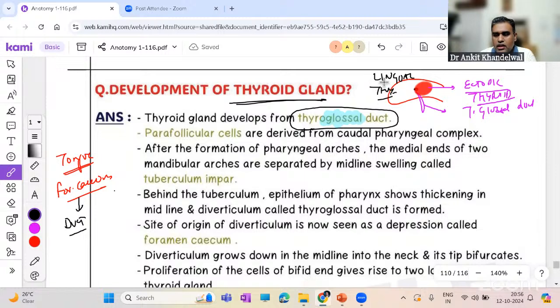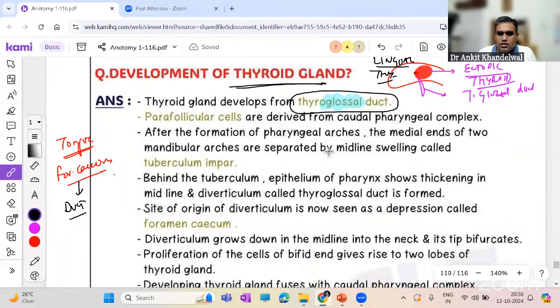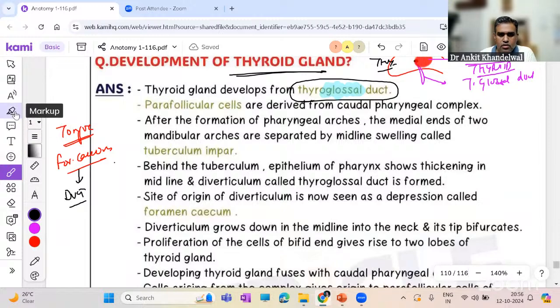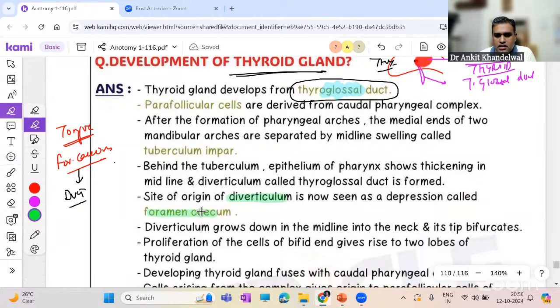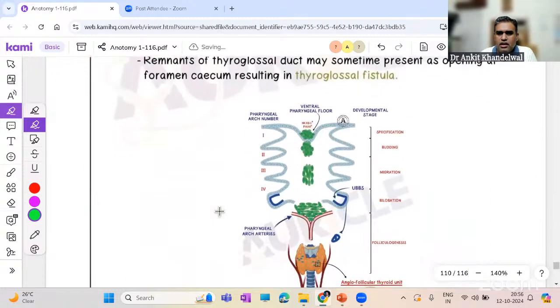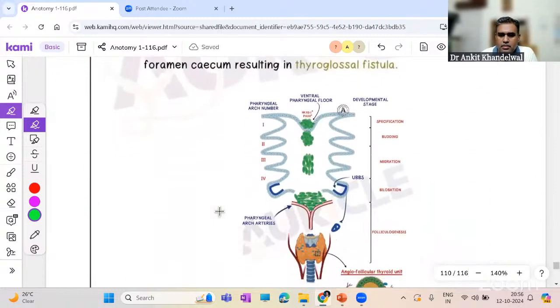So if you think of it as a tumor or a growth, then you may do a biopsy, and if you are in a hurry, you may remove it also, and the patient will have a lack of thyroid hormones. Understand this. So yes, the site of origin of the diverticulum is a depression at the foramen cecum. Let us have an image over here so that we understand it better.